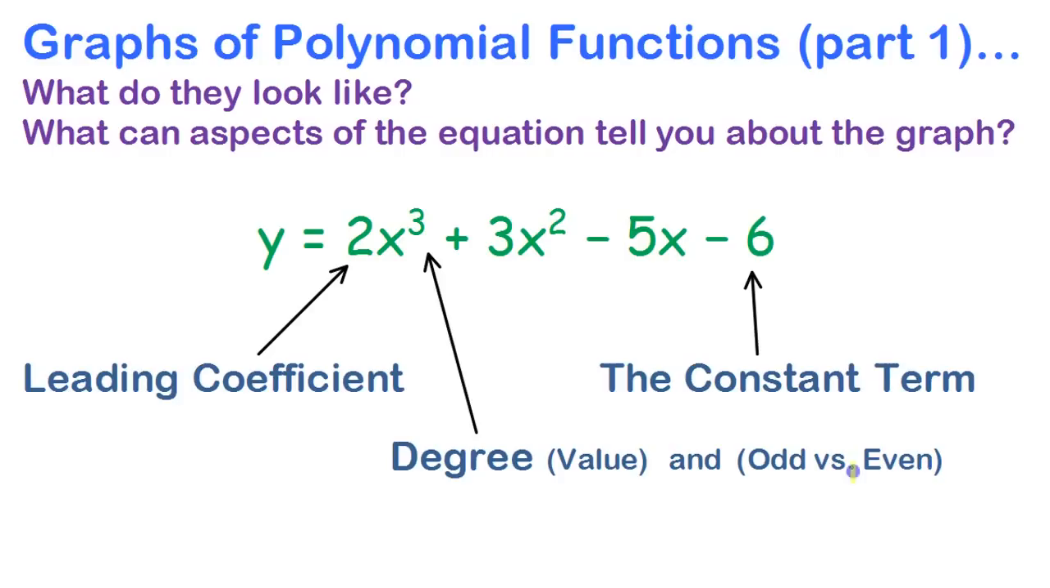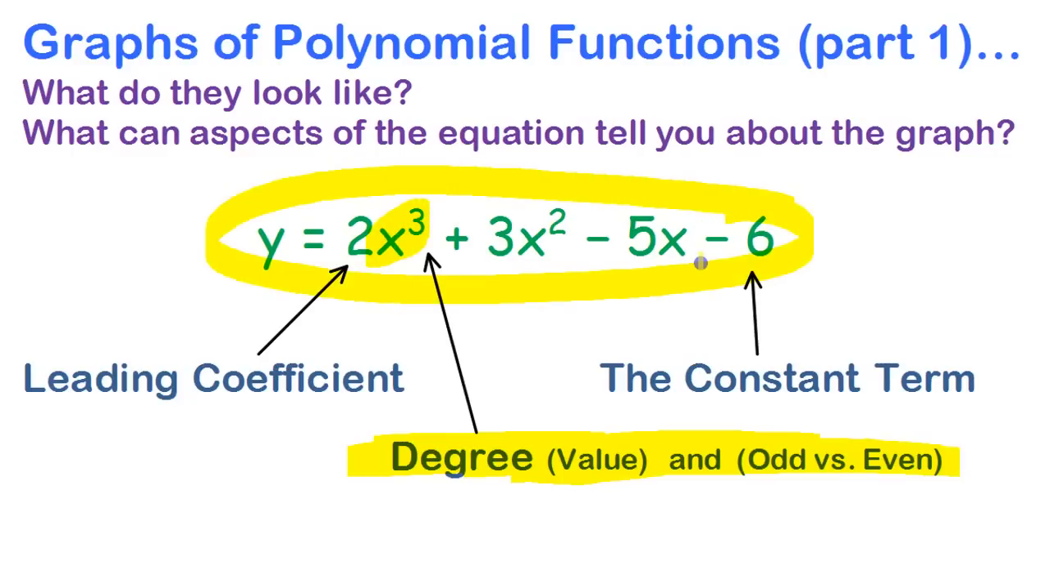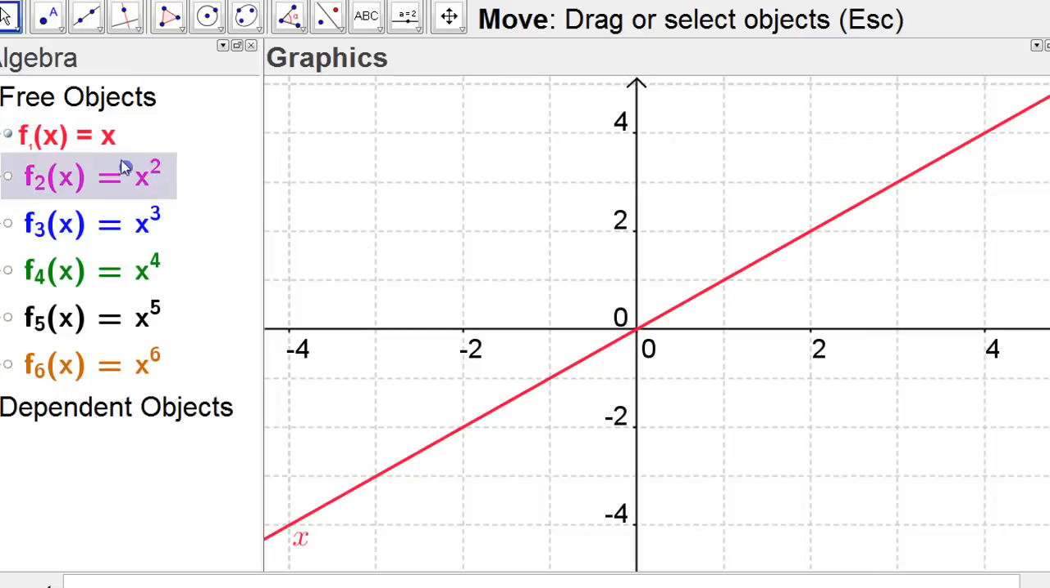All right. First thing we're going to focus on is the degree, right? The value and whether it's odd or even. And we're just going to look at the base functions, right? X squared, x cubed, before we start involving all these different terms here. So I have a graph here set up already with all the base functions. Y equals x, or x to the 1. Y equals x squared. Y equals x cubed, x to the 4th, x to the 5th, x to the 6th, and we'll look for some patterns here and see what we can see.